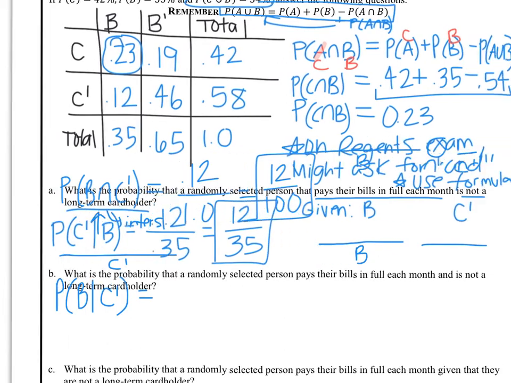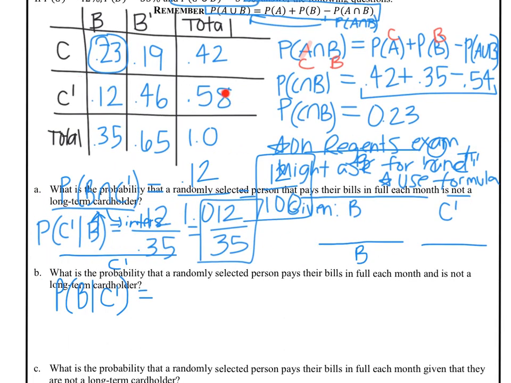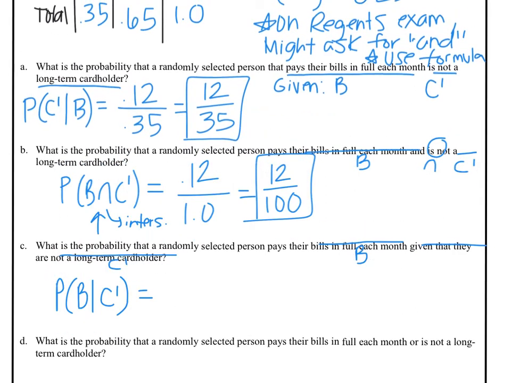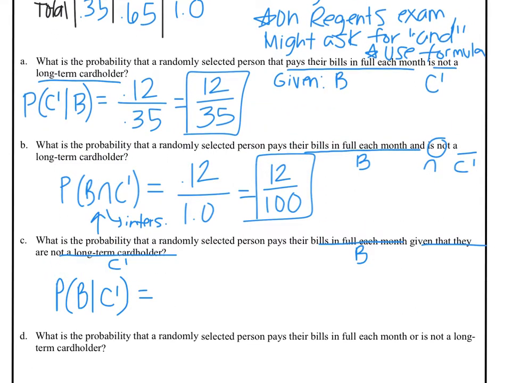Given in the C prime column, so right here, it'll be 0.58 on the bottom. So when I come back down here, it'll be 0.58 on the bottom is the given, and within that column it is 0.12 of them, or 0.12 is the probability that they pay their bill in full each month. So writing it as 12 over 58.